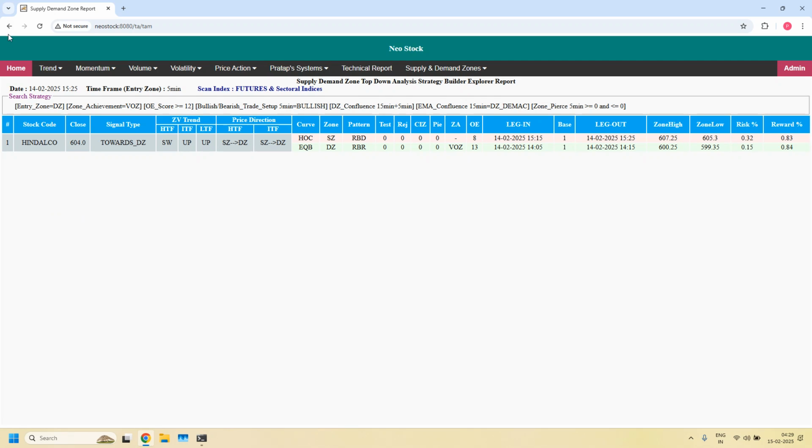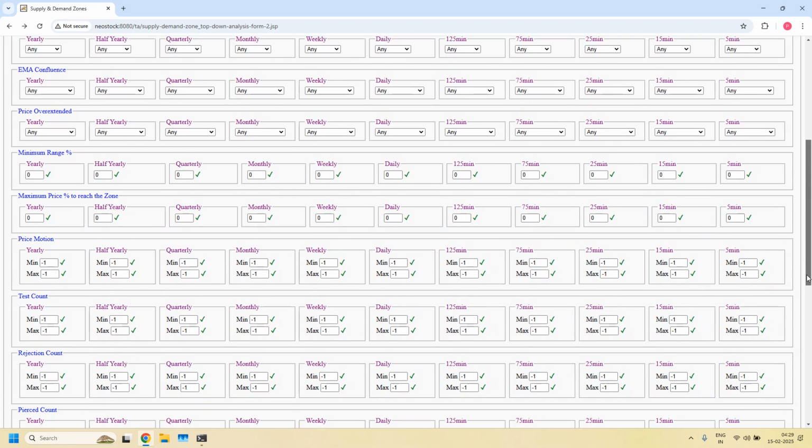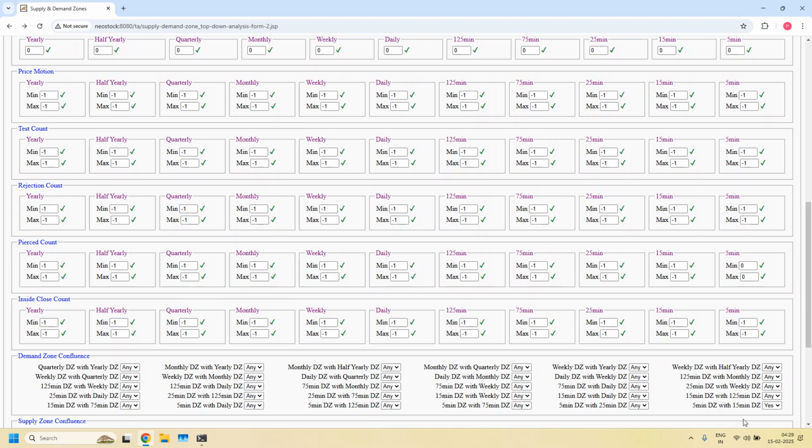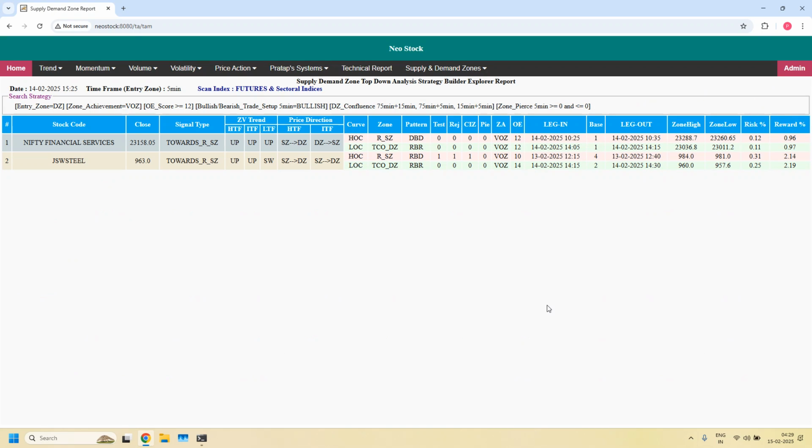Next, LTF, ITF, HTF specific demand zone confluence we will filter. Remove EMA filter. In the demand zone confluence, 3 filters we have to set. First filter is already enabled. Next 5 minutes with 75 minutes zone confluence. 15 minutes with 75 minutes demand zone confluence. With all the 3 filters, we got 2 stocks.